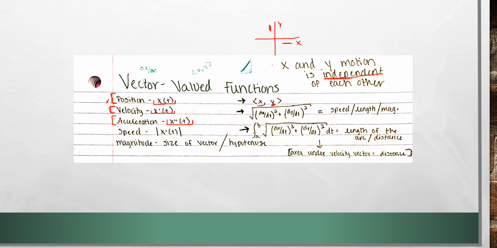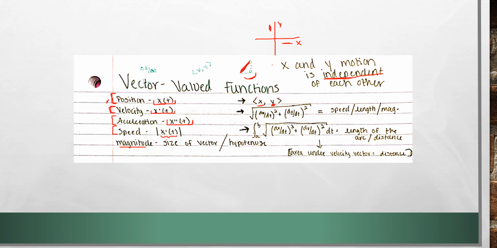And speed is very similar to velocity, except it's going to be the absolute value of our velocity function. And magnitude is just the size of the vector, or if you were to draw the vector as a triangle, like you can see right here, the hypotenuse is also called the magnitude. So we know that vector valued functions, instead of having parentheses on an ordered pair, are going to have these little greater than or less than signs. And that's how we know they're different from just regular parametrics or a regular ordered pair.